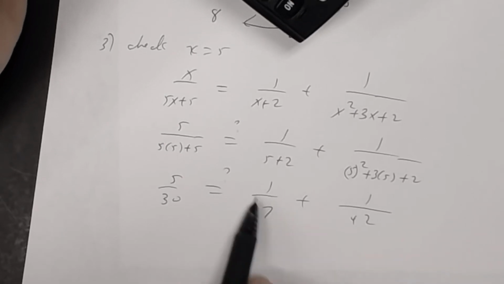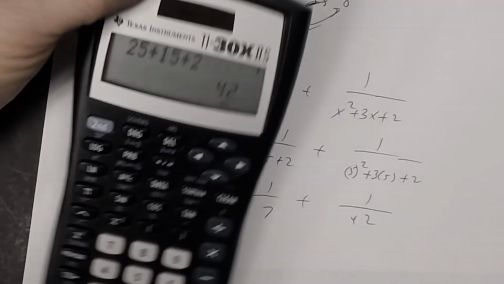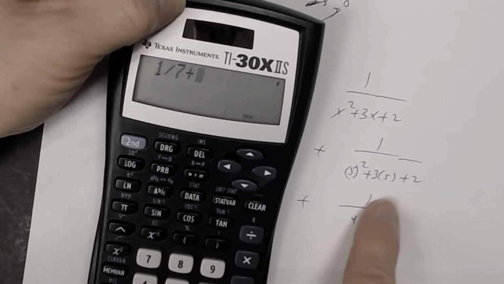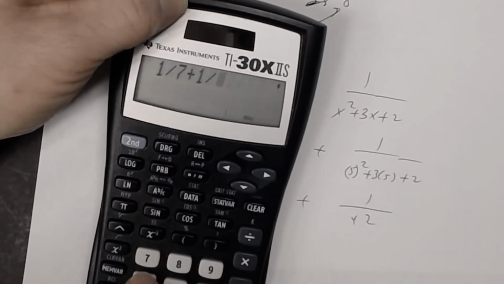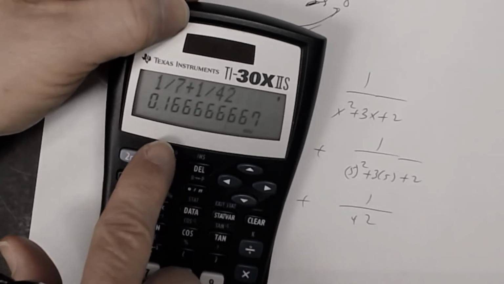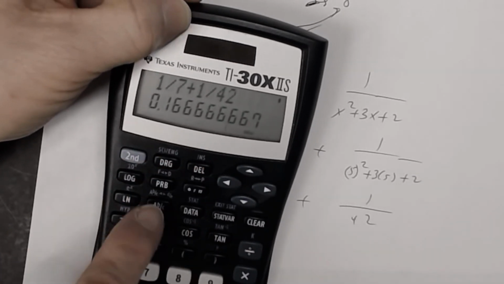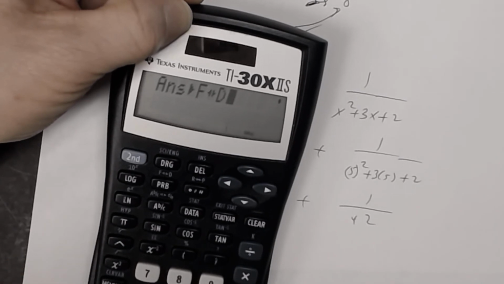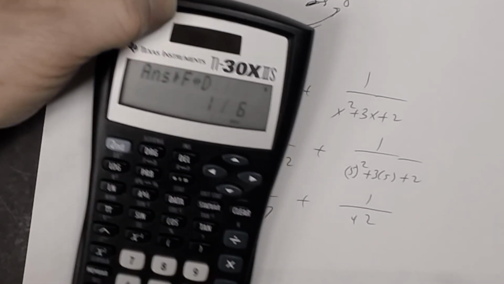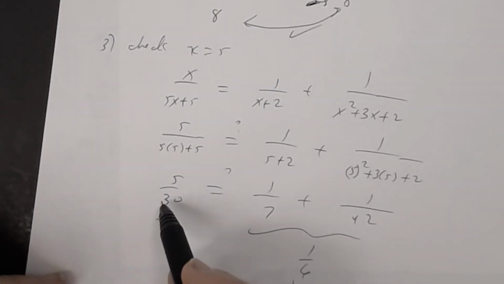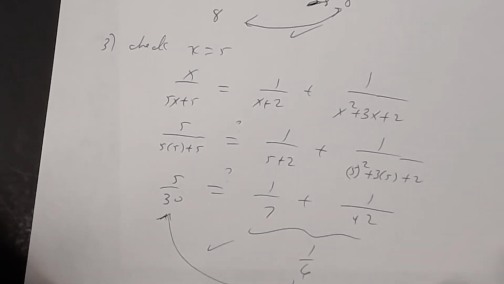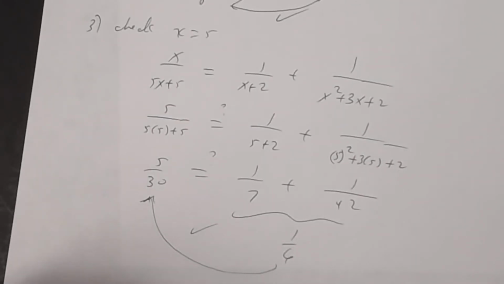Now what I would do is I would go ahead and put those two in the calculator. So 1 divided by 7 plus 1 divided by 42 equal, and then convert that back to a fraction. So we're going to say second PRB and then press equal, and you get 1/6. So that's 1/6, right? Is that what this is? Yes, because 5/30 is reduced as 1/6, so that's true. So x equal 5 is the solution.